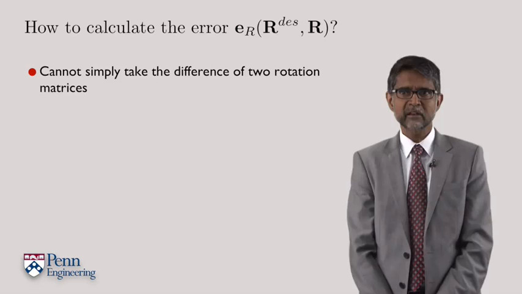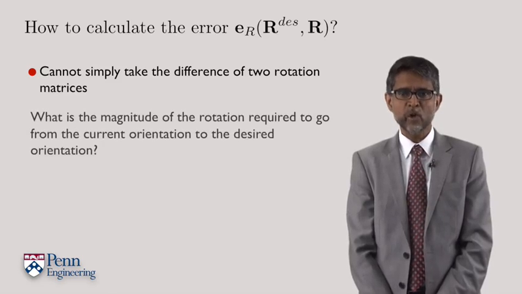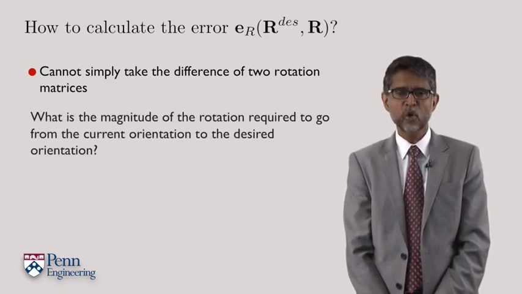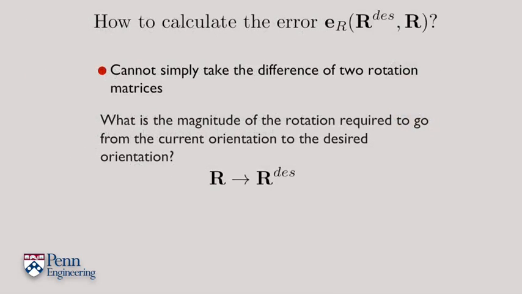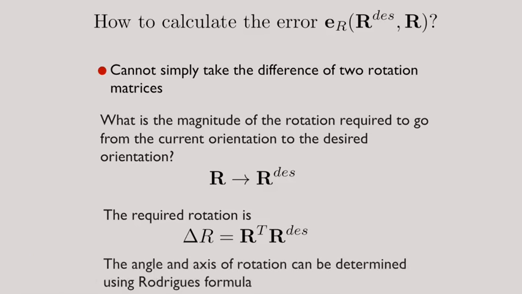The correct way to calculate the error is by asking what is the magnitude of rotation required to go from the current rotation to the desired rotation. Well, this required rotation is delta R, given by the transpose of the rotation matrix multiplied by the desired rotation matrix. You can multiply R by delta R to verify that this is in fact true. Once you have delta R, then the angle of rotation, which is really the magnitude of rotation, and the axis of rotation can both be determined using Rodrigues' formula.